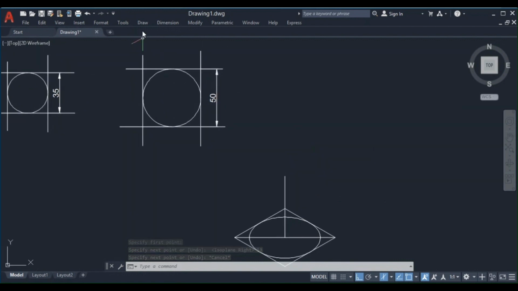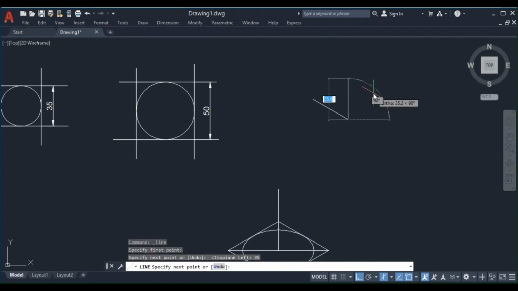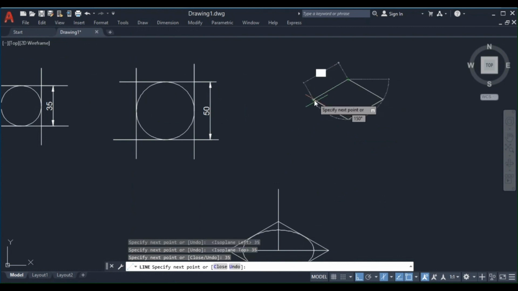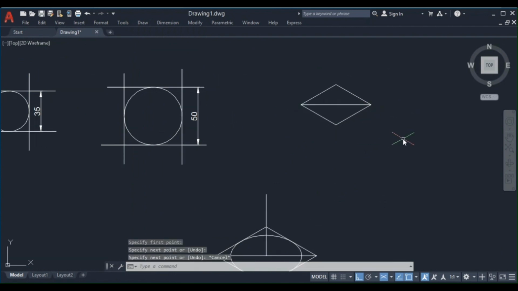Now draw separately the top diameter, 35. Include 35. Press F5. 35 and 35. Now join the major diameter, sorry, major diagonal, EL and isocircle.